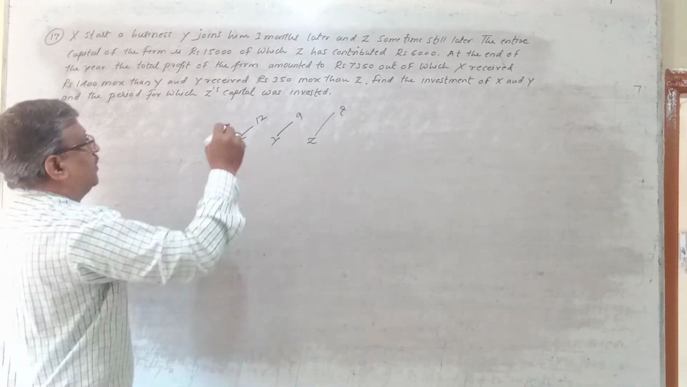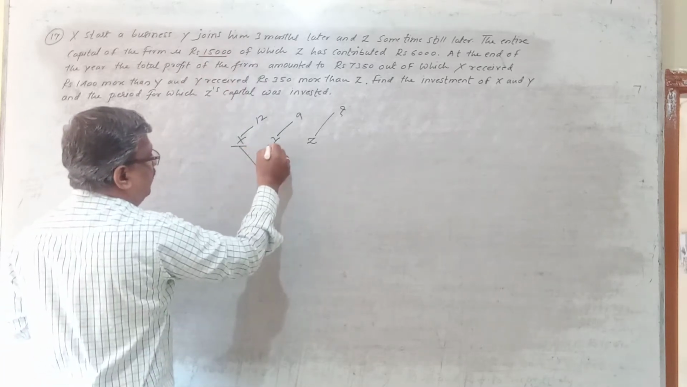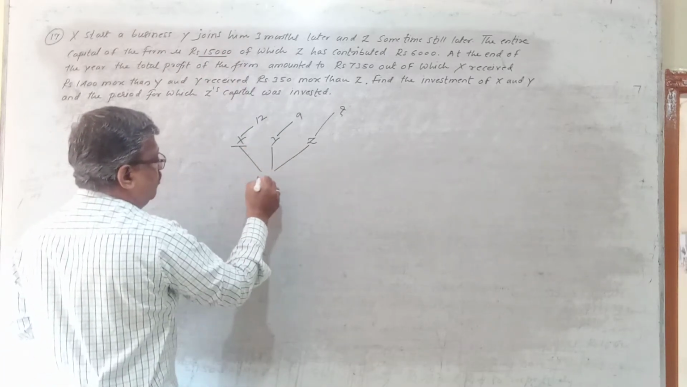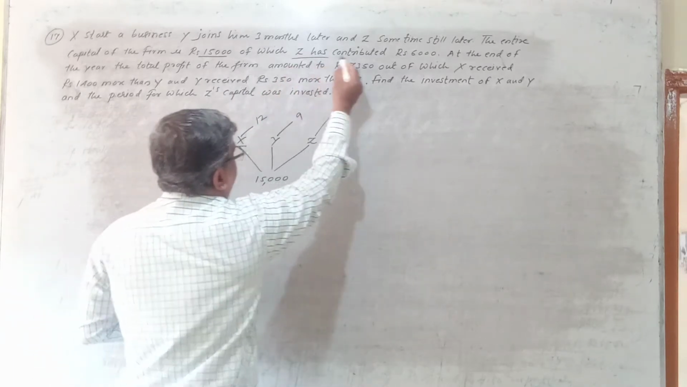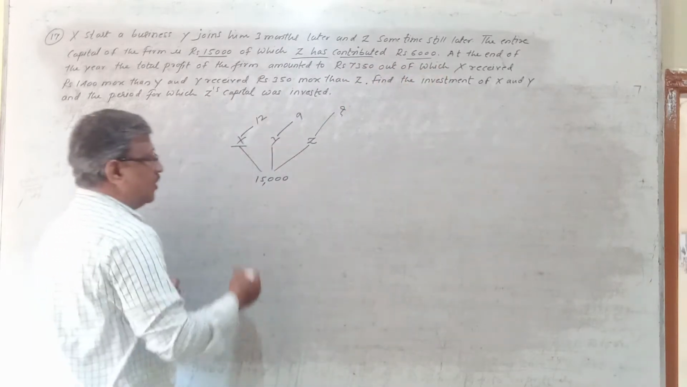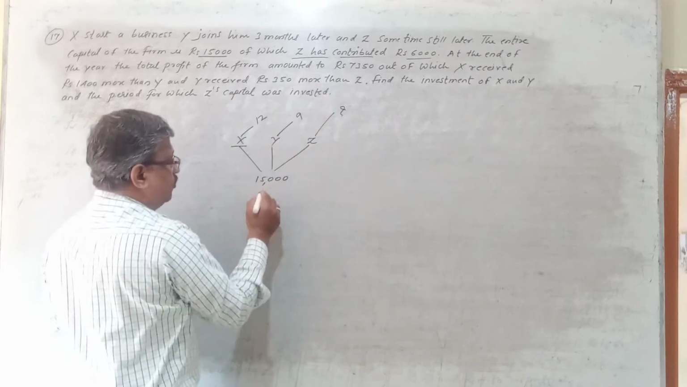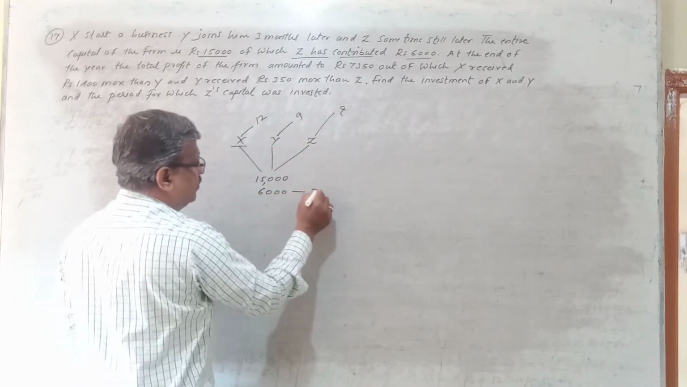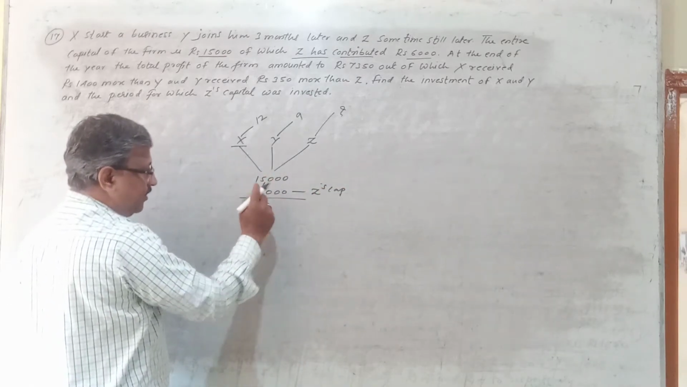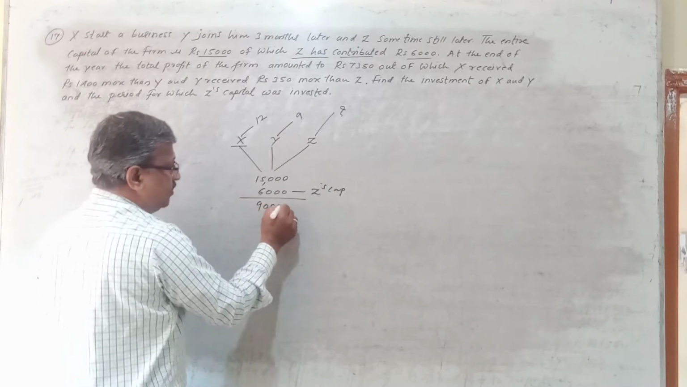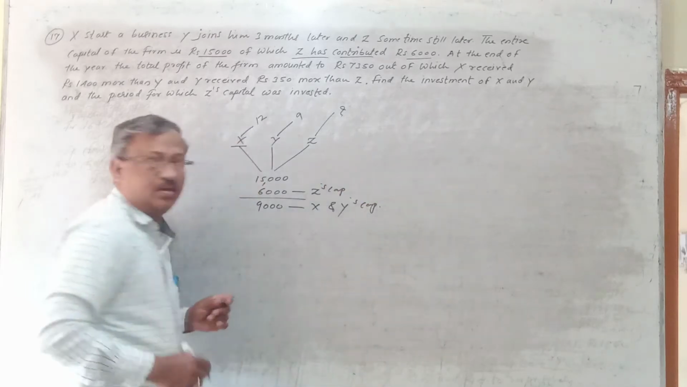Then the entire capital of the firm is rupees how much? 15,000. Means the capital of X, Y and Z together is 15,000. Out of this 15,000, Z has contributed rupees 6,000. This is Z's capital. If you subtract Z's capital from 15,000, we get 9,000. This is the capital of X and Y.